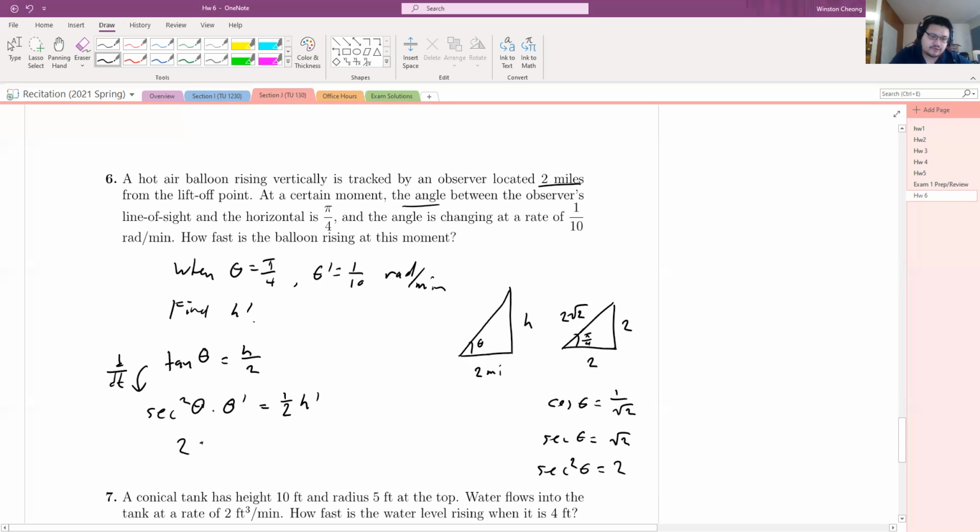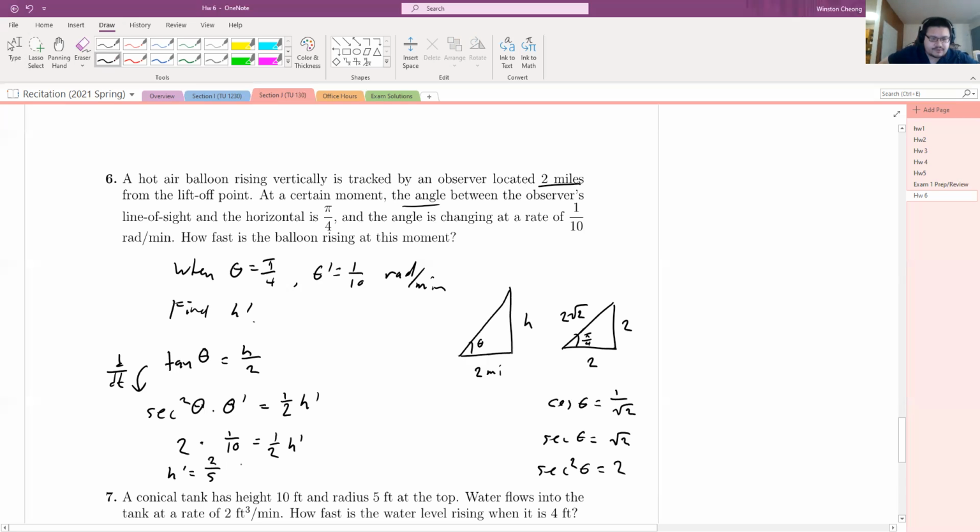Okay, so now you have 2 times, and now theta prime is given to us, 1 over 10 is equal to 1/2, and h prime is what we're solving for. And then we just go ahead and solve. So 1 over 5, I think. Sorry, 2 over 5. Uh-oh, what did I do wrong? Oh yeah, I can only get rid of one of the 2's. Yeah, it's gonna be 4 over 10, which is 2 over 5. I can't do arithmetic today for some reason.